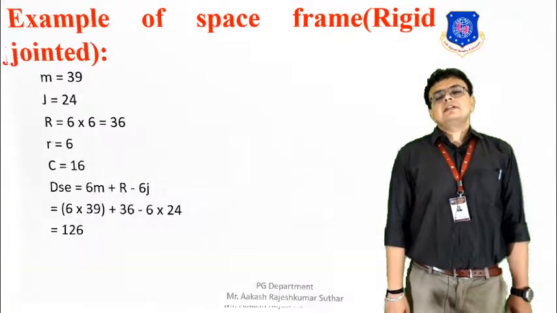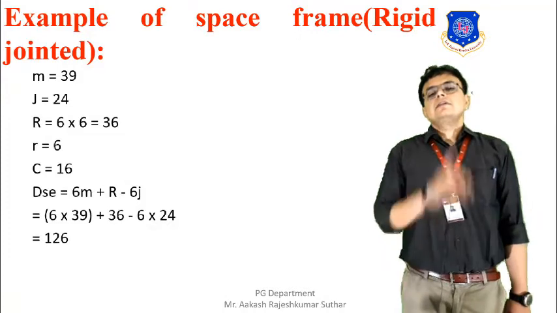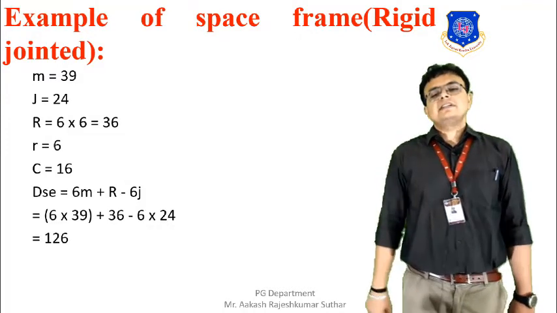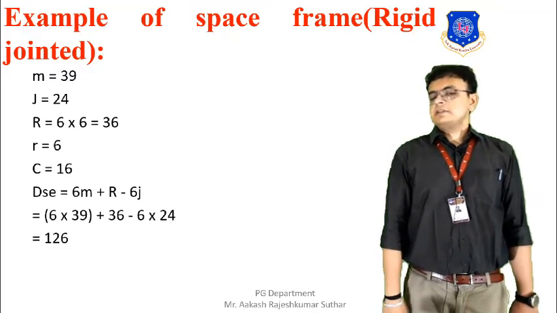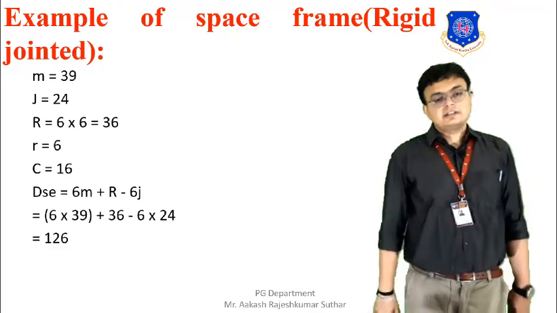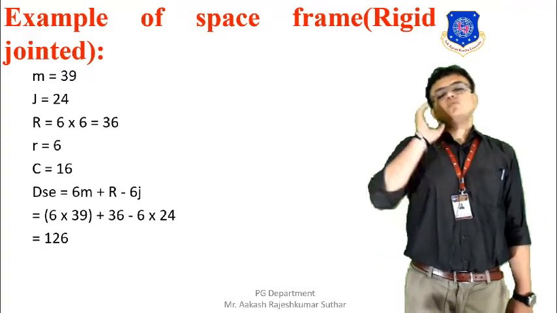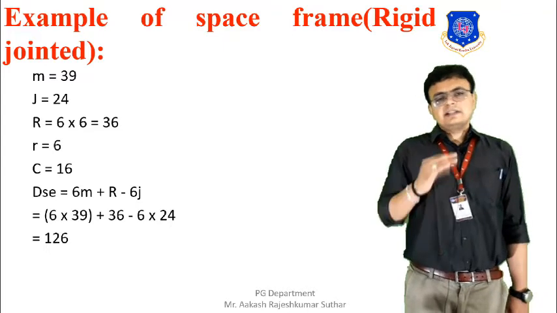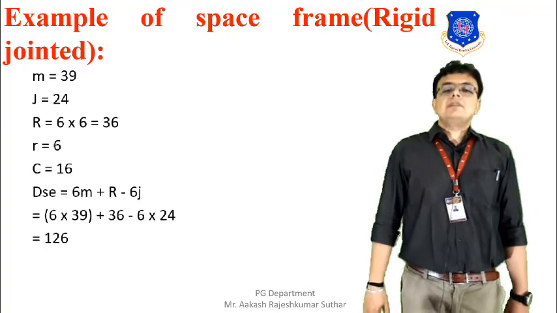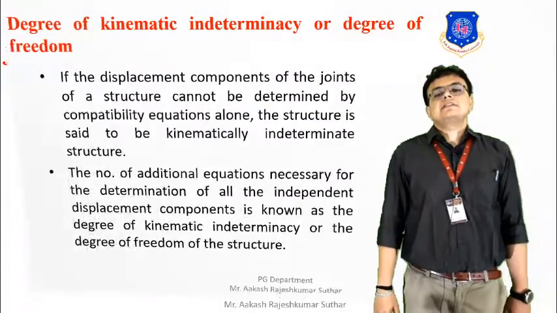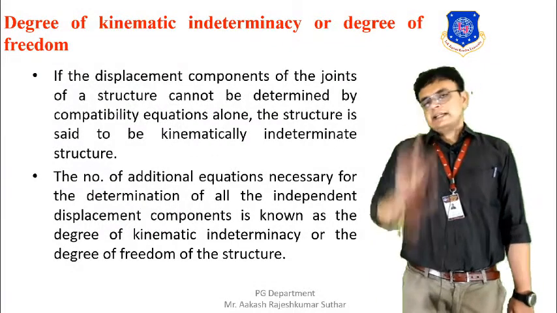Based on that, our DSE, degree of external static indeterminacy, can be found from the formula 6m plus capital R minus 6j. That is 6 into the number of members, 39, plus reactions, 36, minus 6 into 24. Cumulatively it will be equal to 126. Hence we can say that for this particular space frame the degree of external static indeterminacy will be equal to 126. Okay, so this was our example.